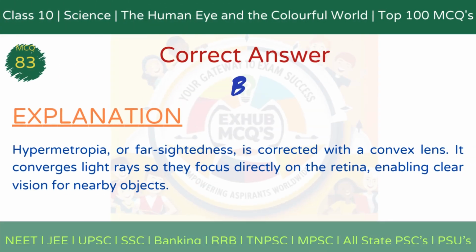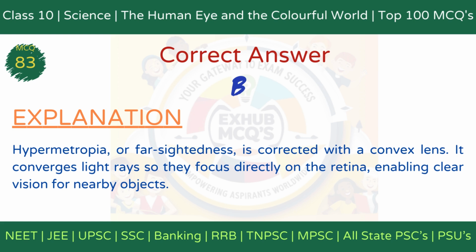The correct answer is option B, convex. Explanation. Hypermetropia, or farsightedness, is corrected using a convex lens. This lens converges light rays so they focus on the retina, allowing nearby objects to appear clearly.